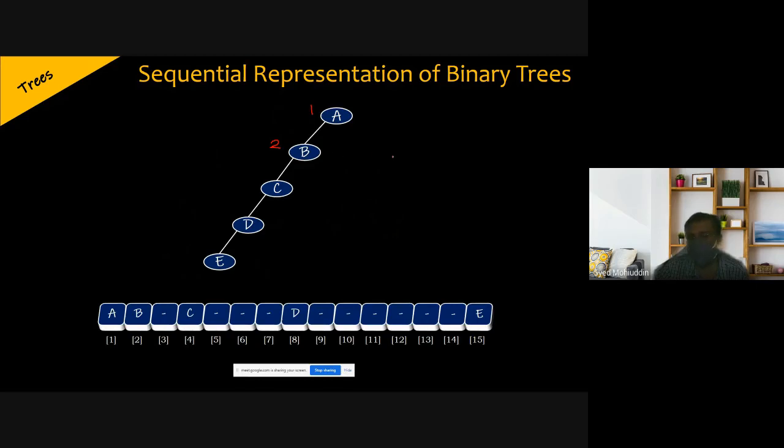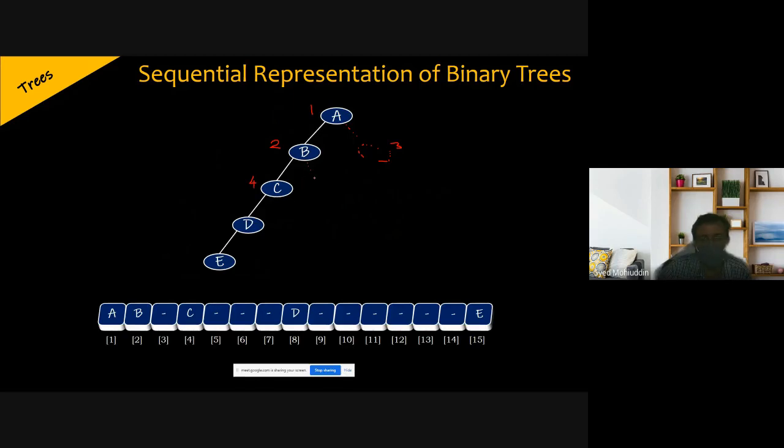But in this level, beside B, there could have been a node here whose label would have been 3. We consider a full binary tree. Under A only two nodes can be there, B and another node, but it's not there, so that position is labeled 3. So C will be labeled as 4. Why 4? Because there is nothing at 3, so 4.